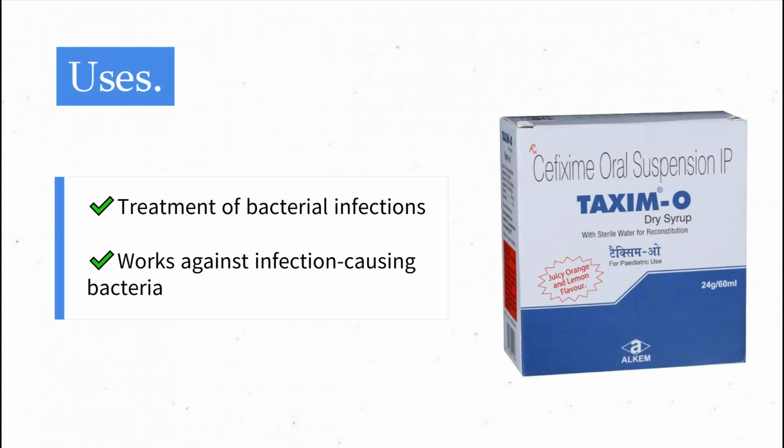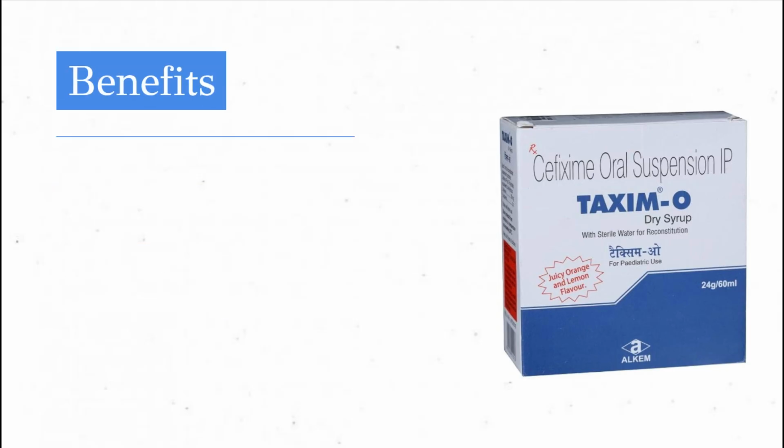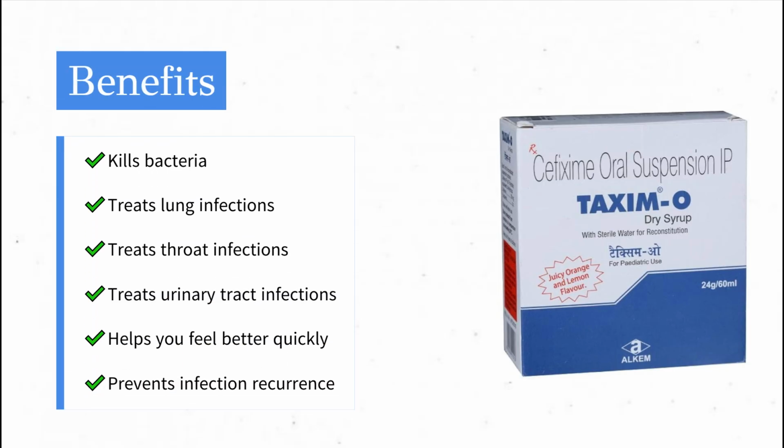TAXIM O Dry Syrup is used in the treatment of bacterial infections. It helps fight infections caused by bacteria in different parts of the body. Benefits. TAXIM O Dry Syrup is an antibiotic medicine that works by killing infection-causing bacteria in the body. It is effective in treating bacterial infections of the lungs, throat, and urinary tract, among others.